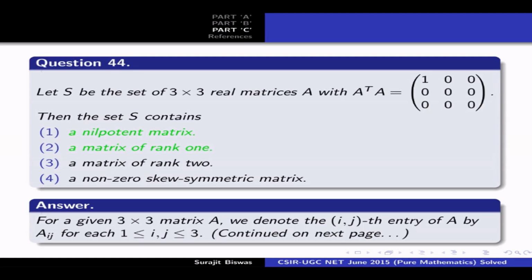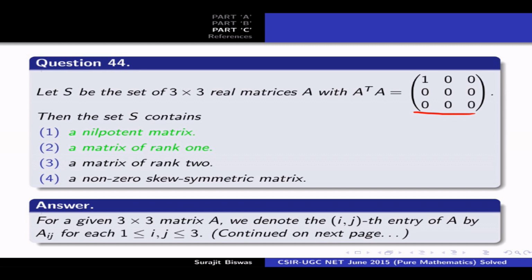Question number 44. Let S be the set of 3 by 3 real matrices A with A transpose A equal to the matrix with 1 in the top left and 0 everywhere else. Then the set S contains a nilpotent matrix, a matrix of rank 1, a matrix of rank 2, and the fourth option is a non-zero skew symmetric matrix.